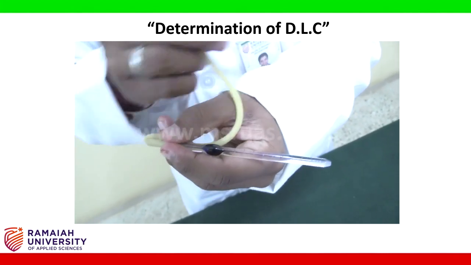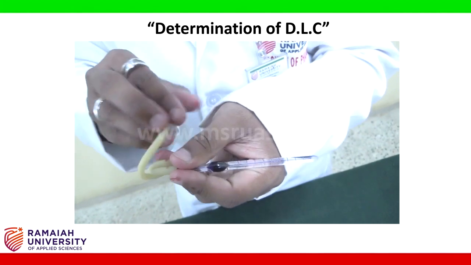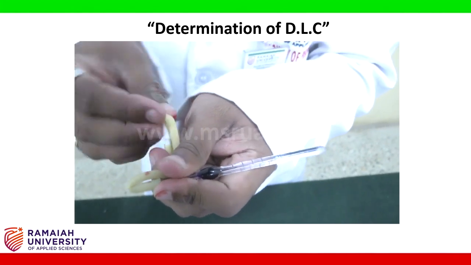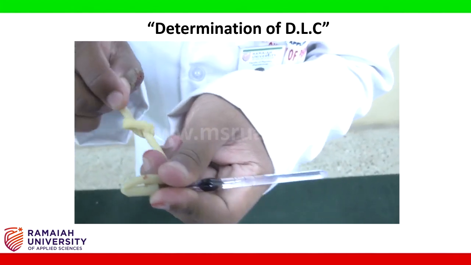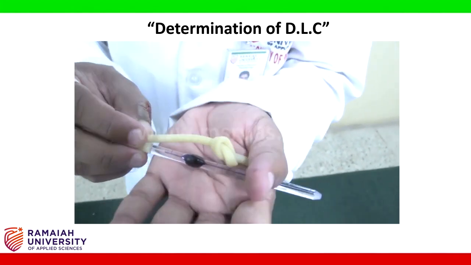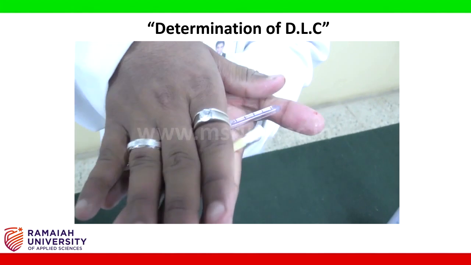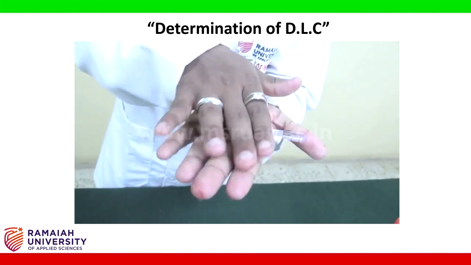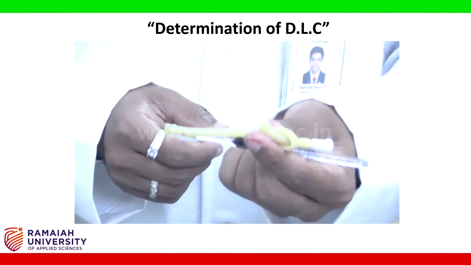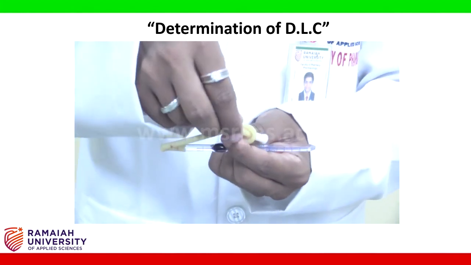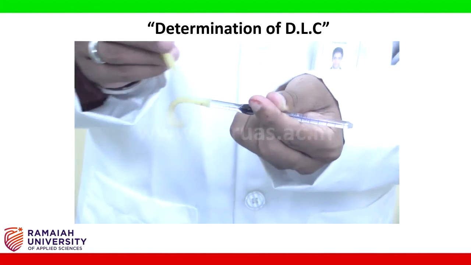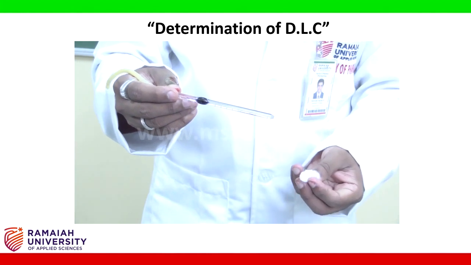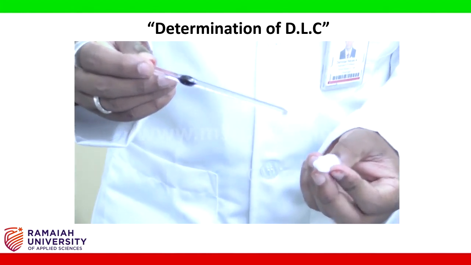Then gently put a knot to the rubber tube to avoid any leakage of fluids while mixing the contents. Place the tube horizontally between both the palms and with a gentle horizontal motion, mix the contents thoroughly for 3 to 4 minutes. After mixing the contents for 3 to 4 minutes, open the knot and discard the first 2 to 3 drops of fluid, as it contains only the Turk's fluid but no cells.